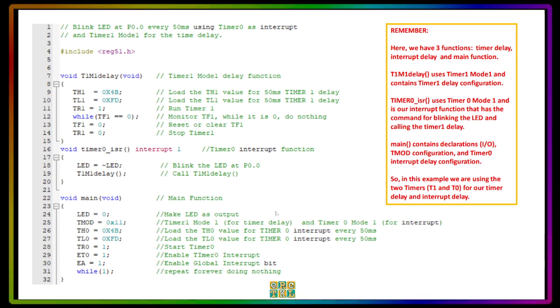So in this example, we are using two timers, timer 1 and timer 0, for our timer delay and interrupt delay. So we are combining what we learned about timers and what we learned about interrupts. So that's it. I think this is the last example. I hope you liked this long video and you learned something about timer programming. This is the most extensive explanation that we can do, so that you will understand timer programming.